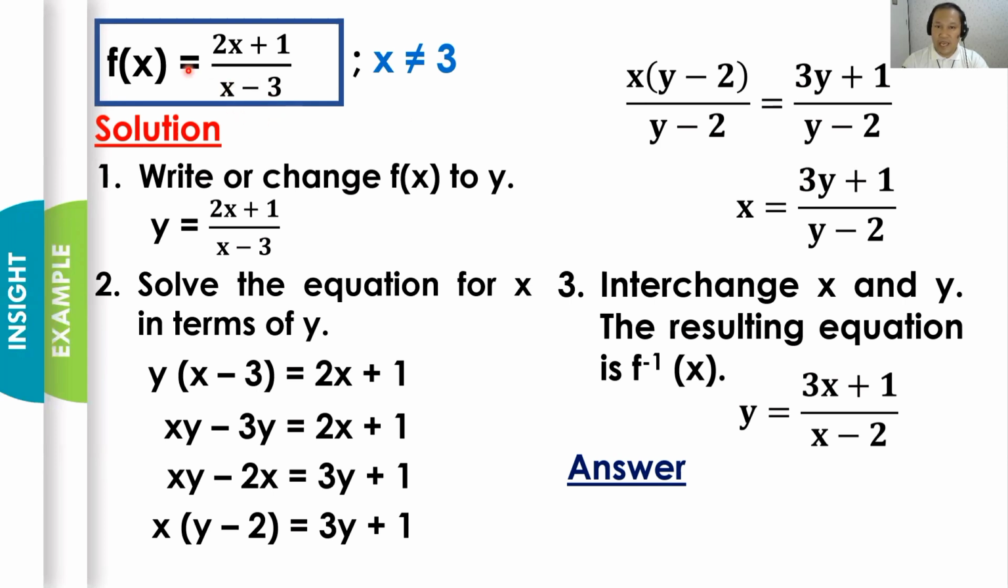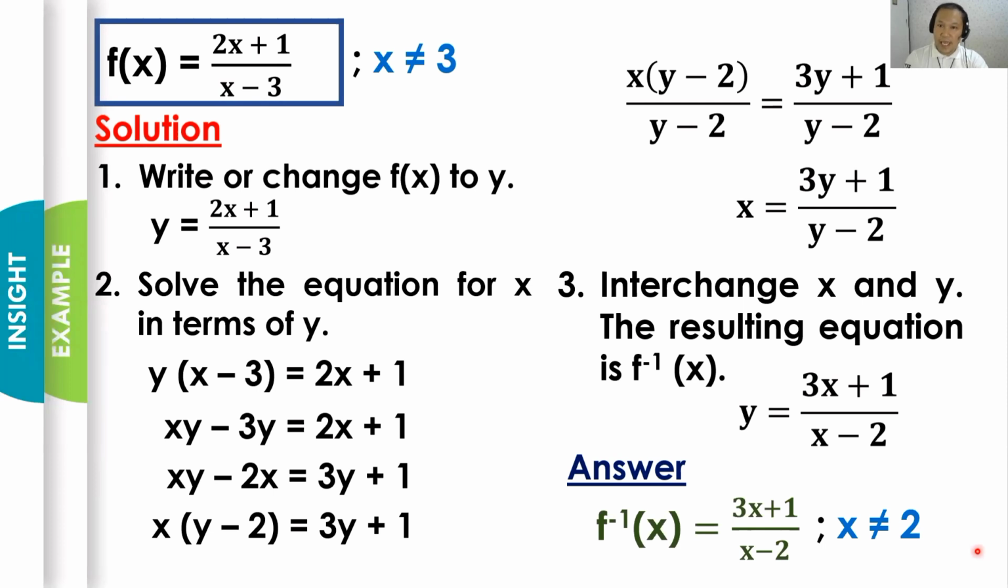And what will be the inverse of the given f of x is equal to 2x plus 1 all over x minus 3? Now, using the three-step rule, our inverse will be 3x plus 1 all over x minus 2, wherein we also have a restriction for our x, and that is not equal to positive 2.